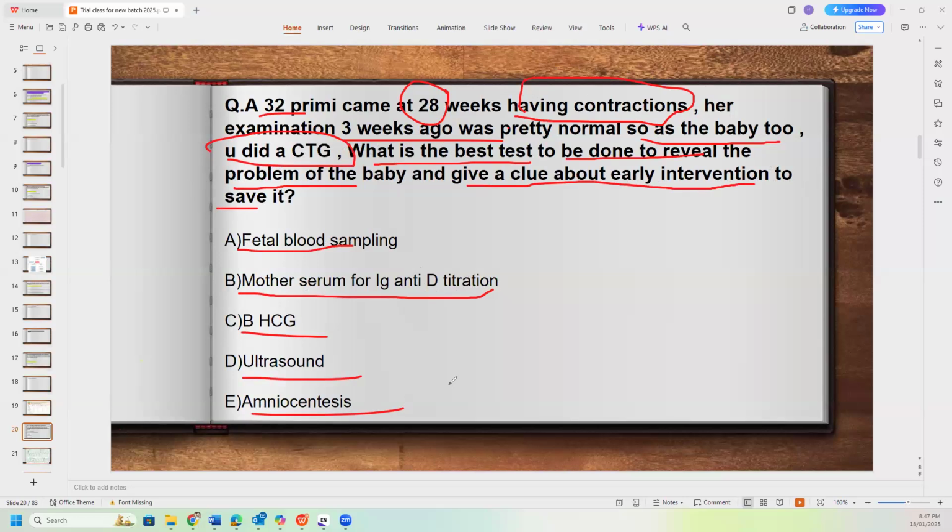What is the best test? They haven't asked you about the next step. They have asked you about the best test to give an answer about what is going on with the baby.